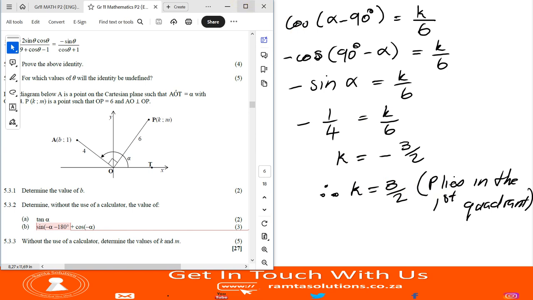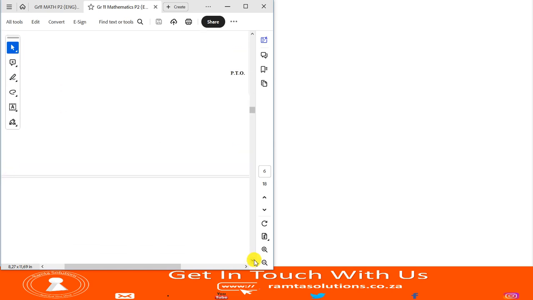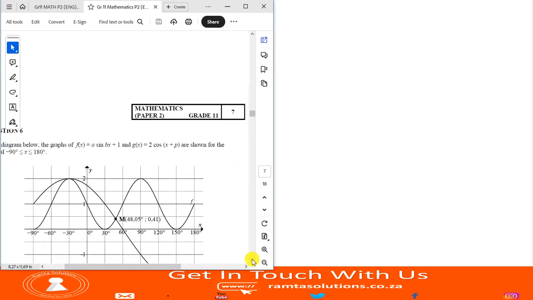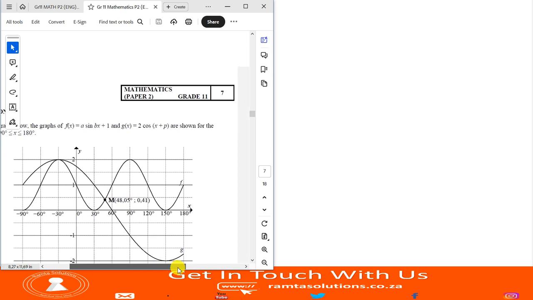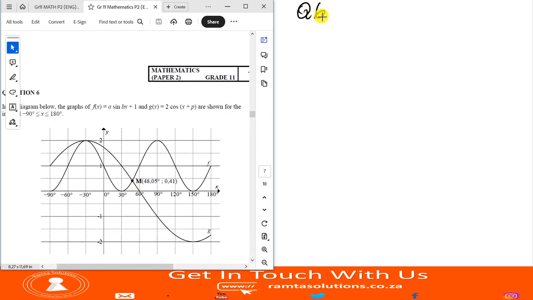Right. Now, let's see. Are we done with this? Oh, we're done with this question. Okay, now we have to go to graphs. Oh boy. So in the diagram below, the graphs of f of x equals a, b sine x plus 1, and g of x equals 2 cos into x plus p are shown for the interval x is greater or equal to negative 90 degrees, but less or equal to 180 degrees. Okay, cool. So let's see now. This is question 6, by the way.